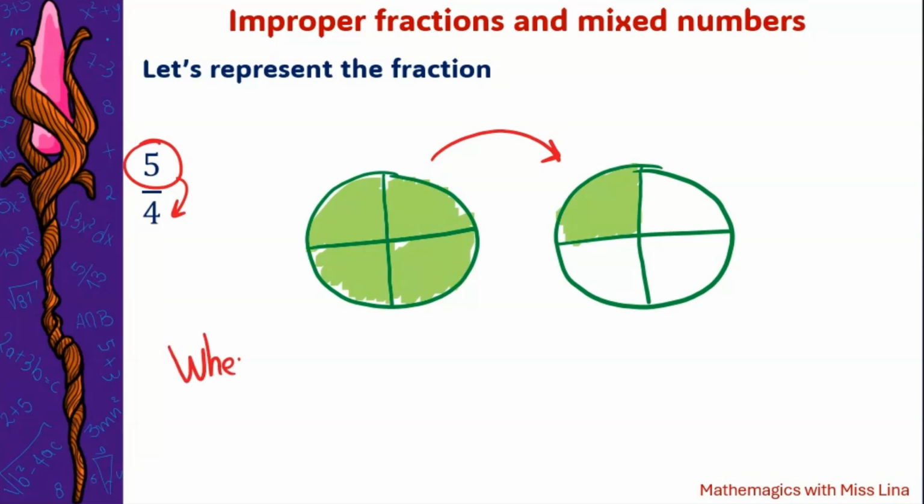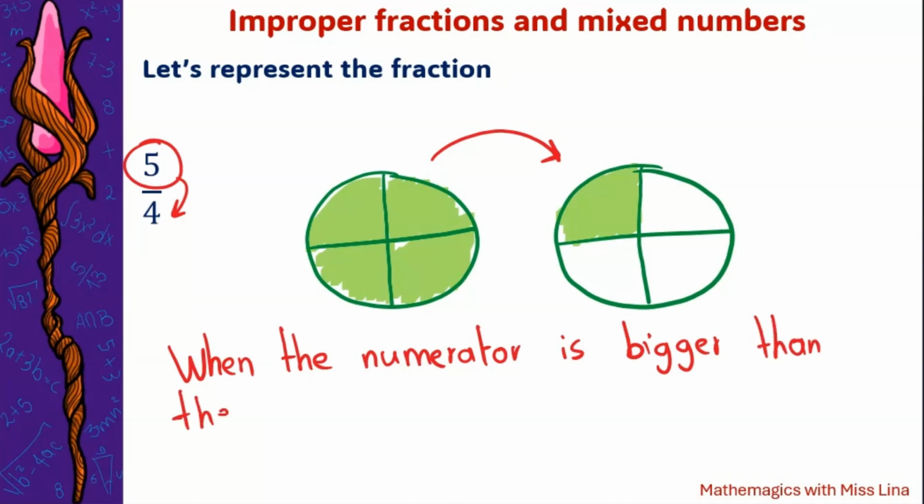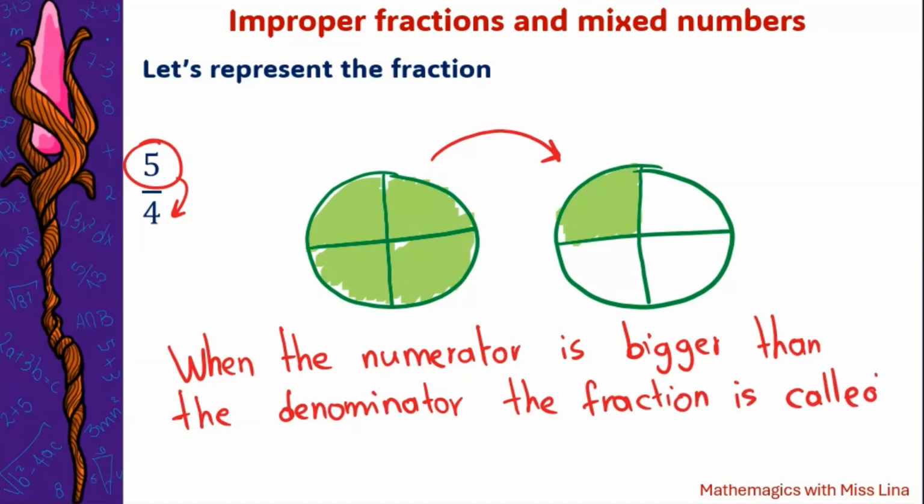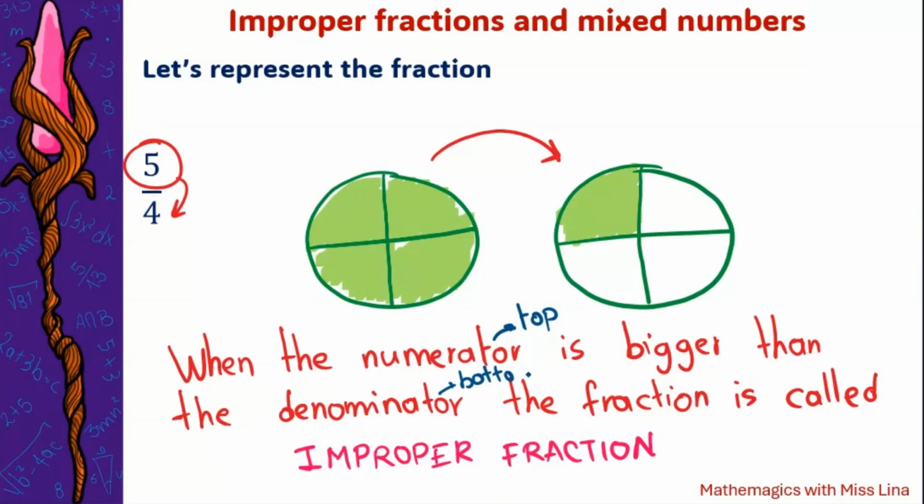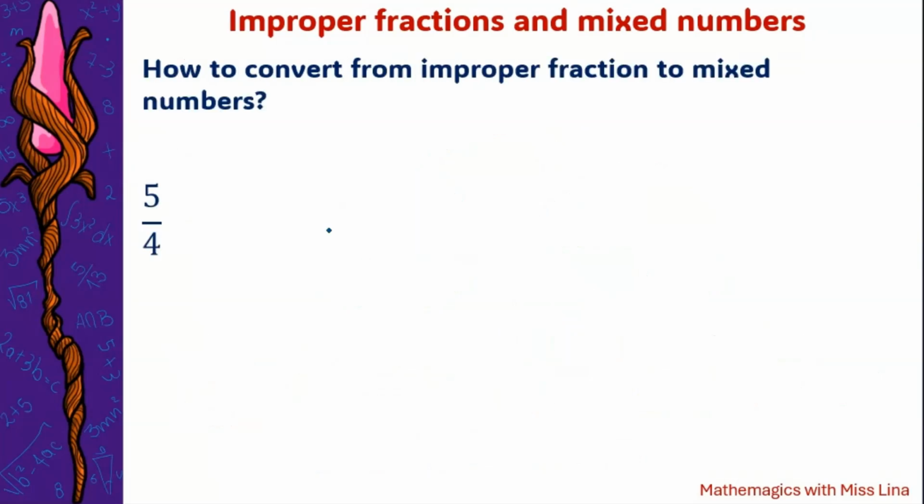Let's try that. Let's remember here that the numerator goes at the top and the denominator goes at the bottom. So every time the numerator is bigger than the denominator, then we have an improper fraction and we are going to need more than one unit to represent that fraction. So in that case, we have the 5/4.